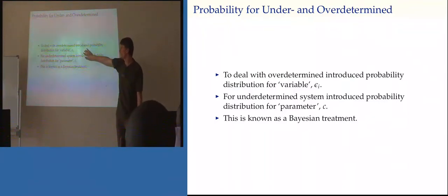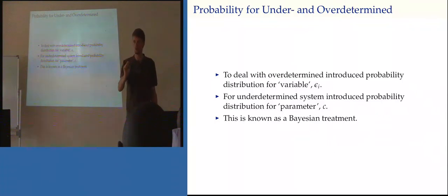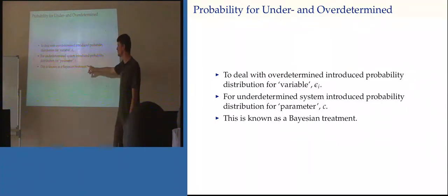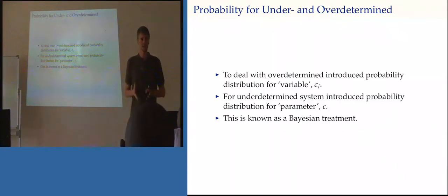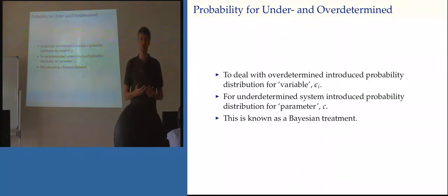To deal with overdetermined, we introduce a probability distribution for the noise, and to deal with underdetermined, we introduce a probability distribution for the parameter. What I said at the beginning is that we had a deterministic model of the world, and then a stochastic model of the difference between what we believed and the world. Now we're moving to a zone where we have a stochastic model for both things. And that is a wonderful place to be. That's when everything gets interesting, because that's when you express the uncertainty about your own model, which is vital.